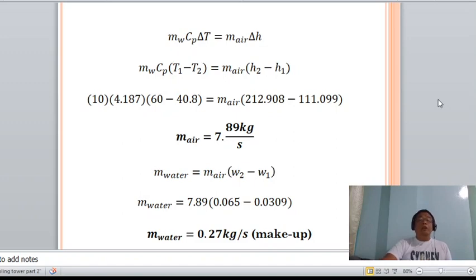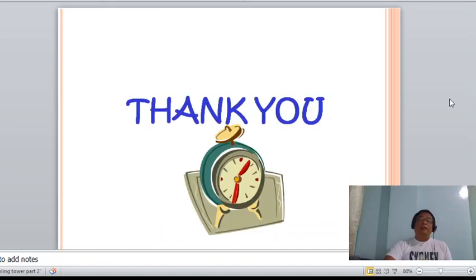Okay? Also, the mass of makeup water is equal to the mass of air multiplied by the change in humidity ratio. That gives a mass of water of 0.27 kilogram per second. So, this is the makeup water required, in order to replenish the water carried by the air as it passes through the cooling tower. So, 0.27 kilogram per second.